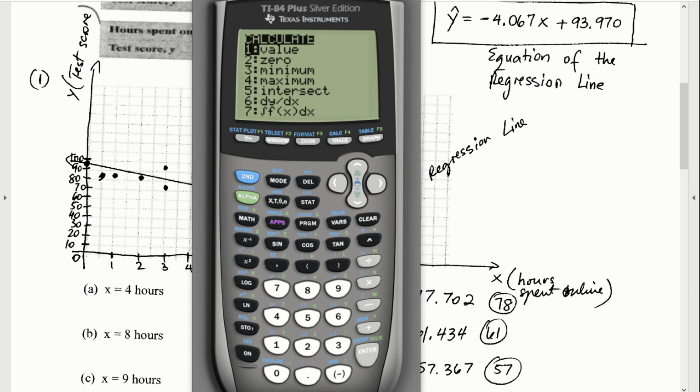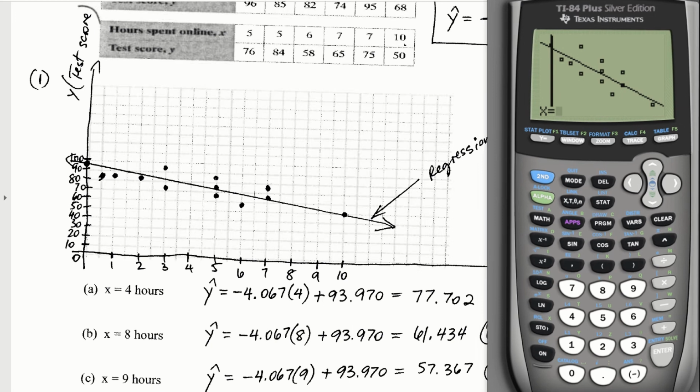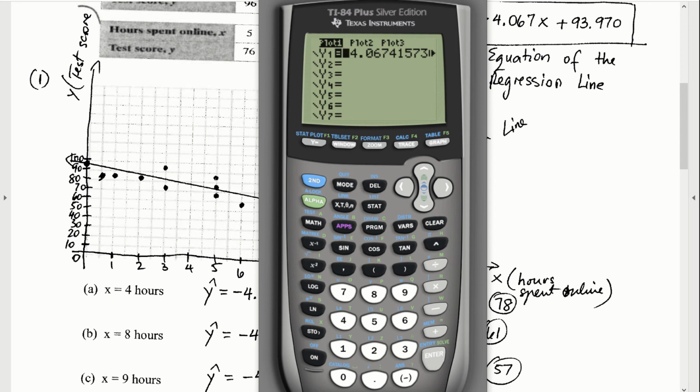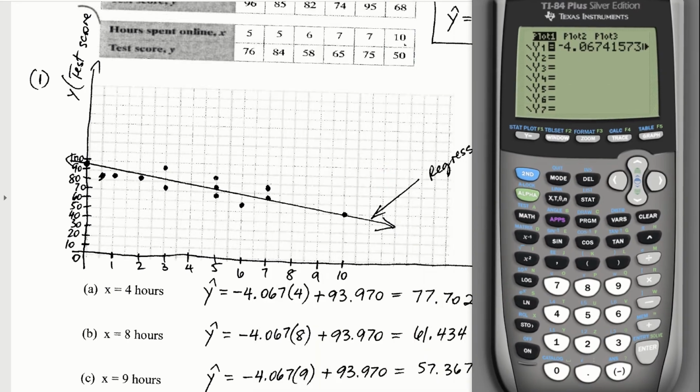In particular, I want to calculate a value here. Now the calculator wants to know which value of x we want to calculate. Let's go back and double check. We said that when x was 4, the predicted test grade should be 77.702. Sure enough, if I plug in x equal to 4, we get 77.700. The reason is that when the calculator stores the equation, it carries all of those values all the way down, while we rounded to 3 places. But it's not going to be anything significant.